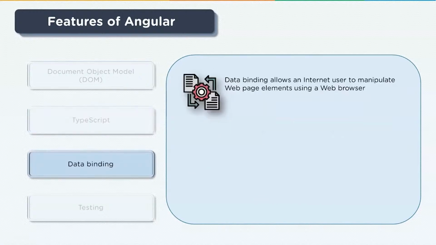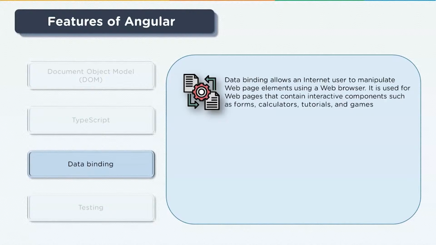Next up is data binding. Now, data binding is a process that allows you to manipulate web page elements using the web browser. It mainly employs dynamic HTML and does not require complex scripting or programming. It is used in web pages that include interactive components like calculators, tutorials, games, etc. Incremental display of a web page makes data binding extremely convenient when pages contain a large amount of data.